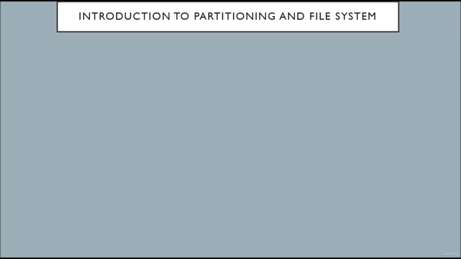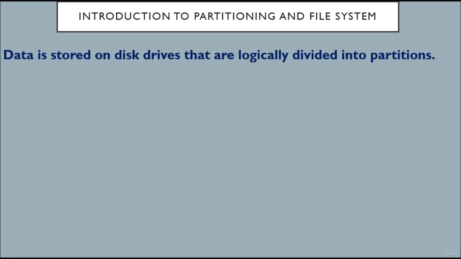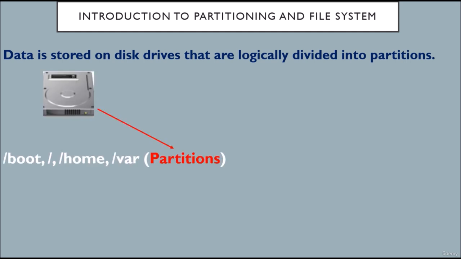Introduction to Partitioning and File System. Data is stored on disk drives that are logically divided into partitions. A disk drive, which could be a local disk drive or a network disk storage, can be used to create partitions. In Windows systems, you will see a C drive or a D drive. Similarly, in Linux, you will see boot partition, root partition, home partition, etc.